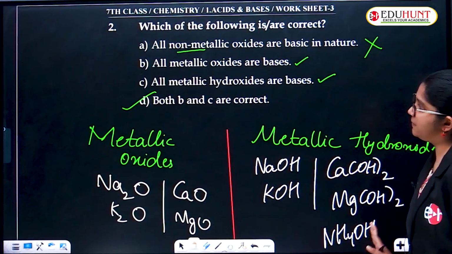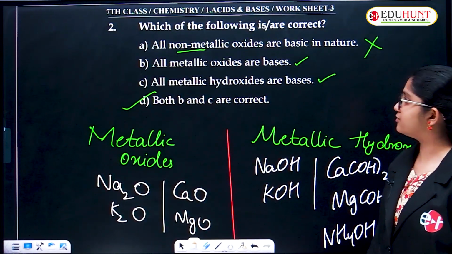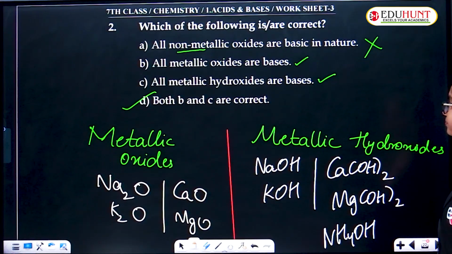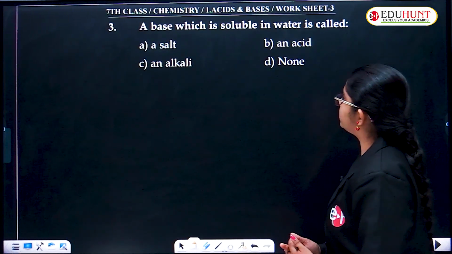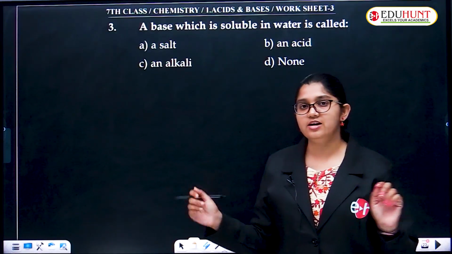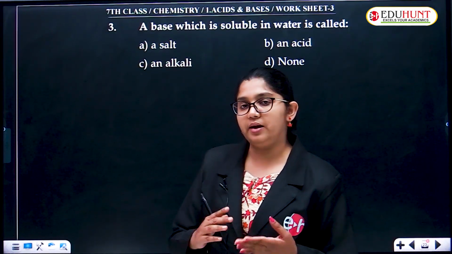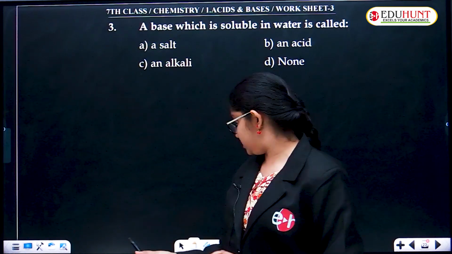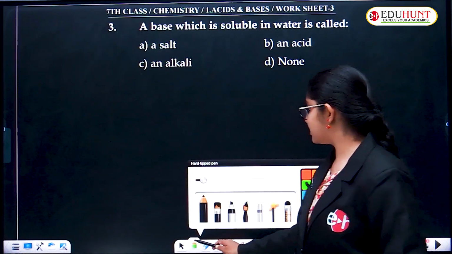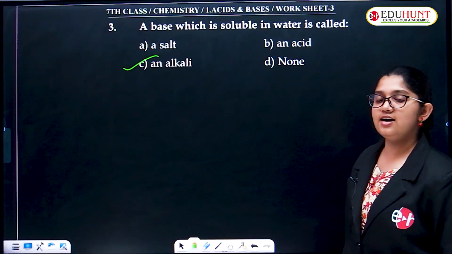All these are bases. So option D, both B and C are correct. Now moving to the third question. A base which is soluble in water is called what? It is a direct statement. We have two kinds of bases, soluble bases and insoluble bases. A base which is soluble in water is called an alkali. Very good. Option C.